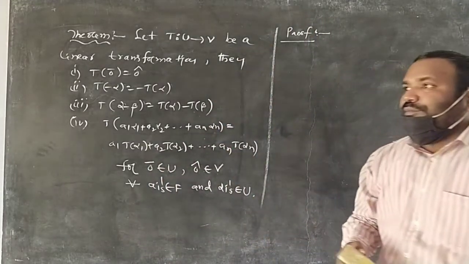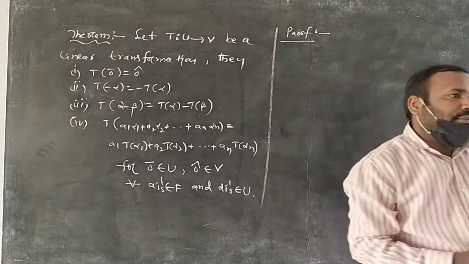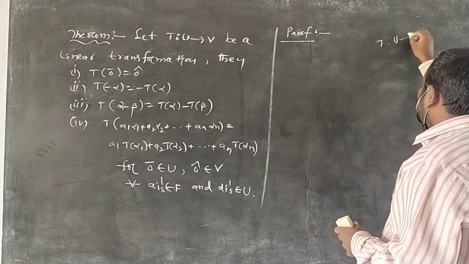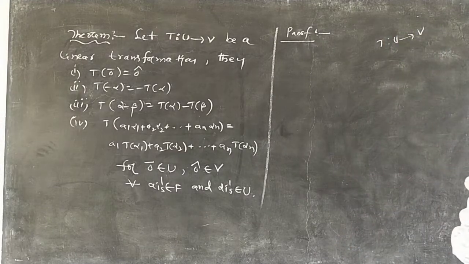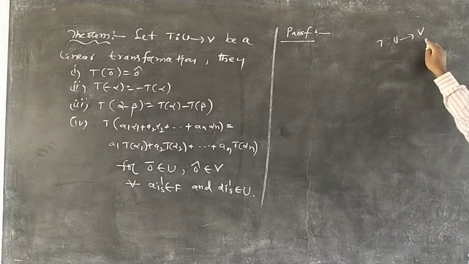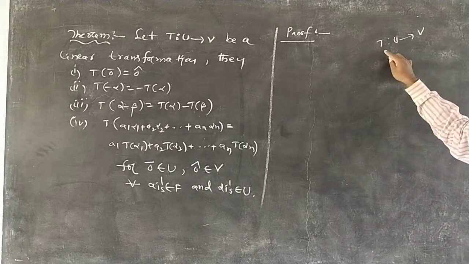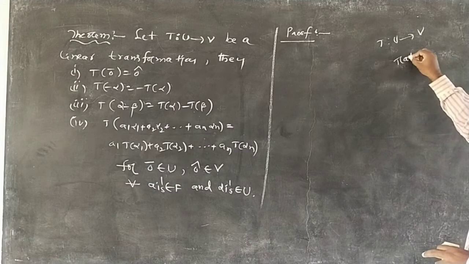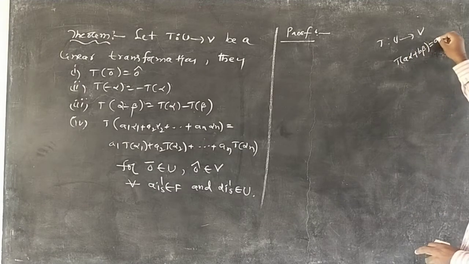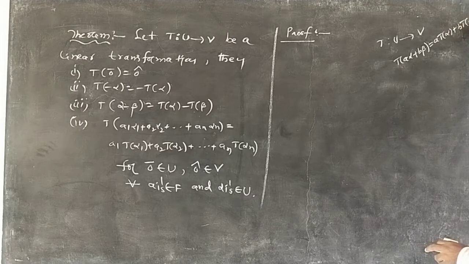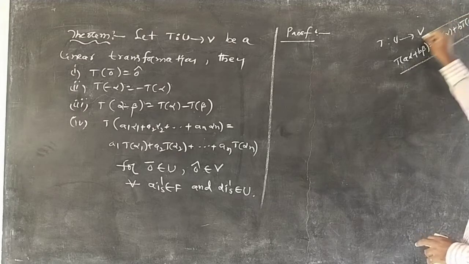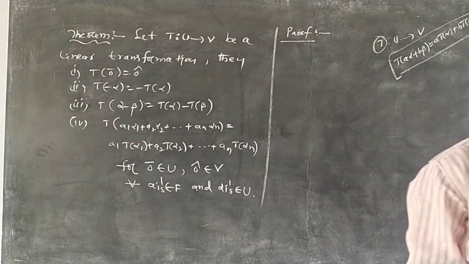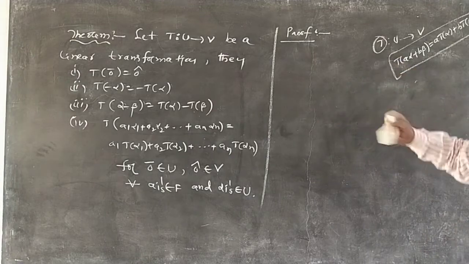So in this theorem, we use the definition of linear transformation. What is the definition of linear transformation? T is a function, a mapping from U to V. This function T is called a linear transformation if it satisfies one condition. What is that condition? T of A alpha plus B beta is equal to A into T of alpha plus B into T of beta. If this condition is satisfied, then we say that this function becomes a linear transformation. Understand? Okay, we use this theorem.